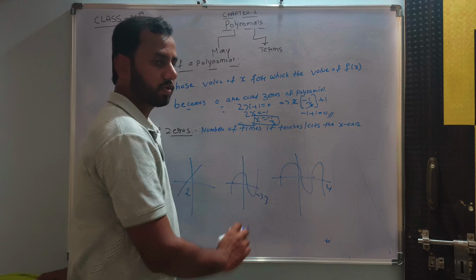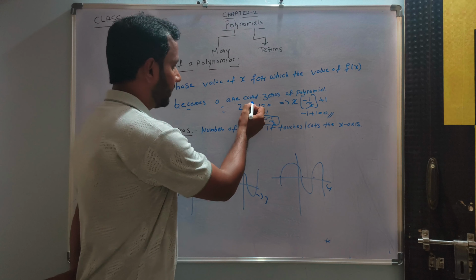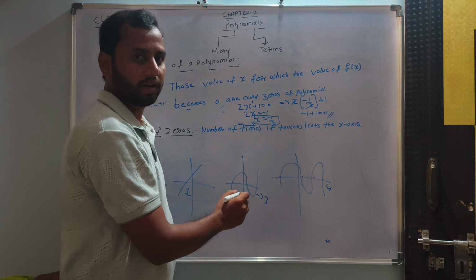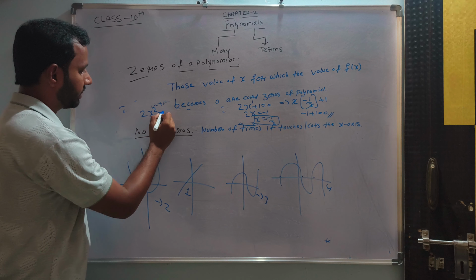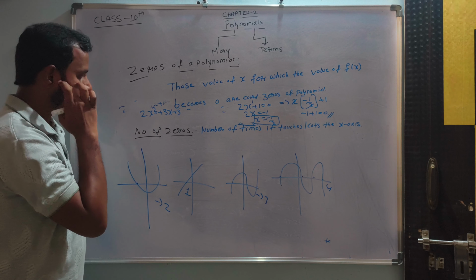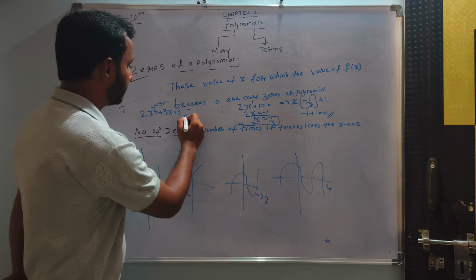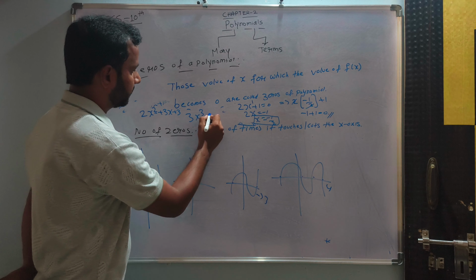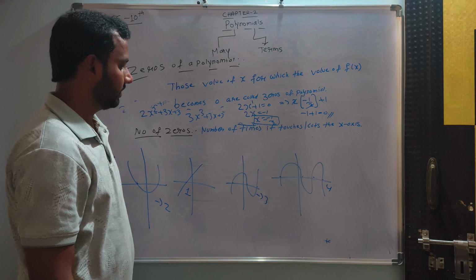Why did I get only one solution for this equation? It totally depends upon the degree. If the degree is 1, then the number of solutions will be 1, or the number of roots will be 1. If the degree is 2, for example 2x square plus 3x plus 3, here the degree is 2, the number of solutions I will get is 2, or the number of zeros I will get is 2. If the degree is 3, here the number of solutions or number of roots I will be getting is 3.